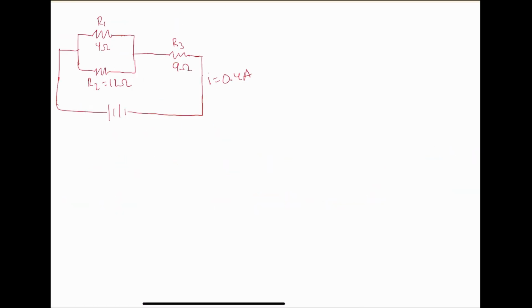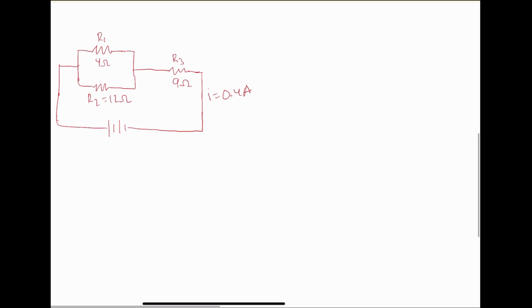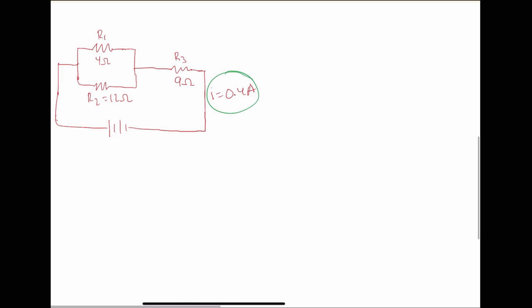Okay, we're going to be solving for the total voltage, and then from there we're just going to solve the current from R1 and R2. So first things first, we need to find our voltage total. We have our current total, right? So we're just going to condense this using parallel circuits.